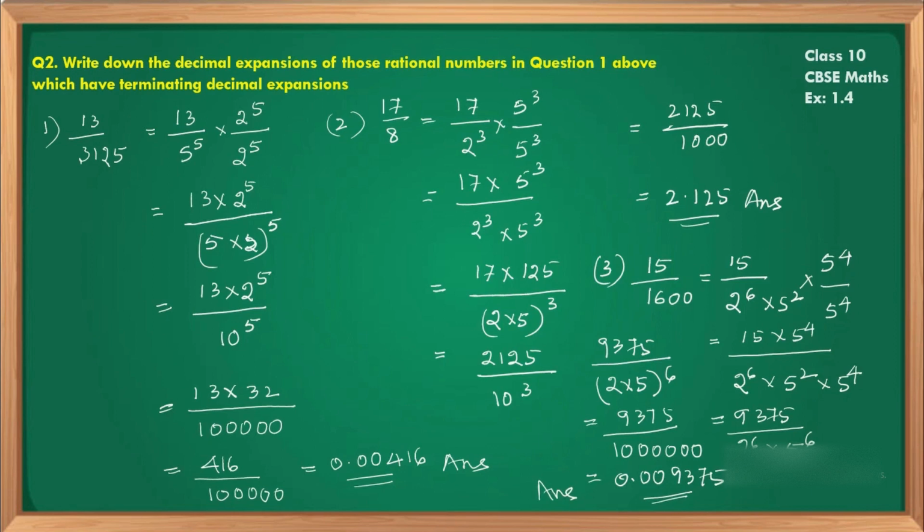Now we have completed 3 questions. We are going to solve the next question on the next page. The next question was 23 divided by 2 cube and 5 square. Here we have 2 and 5 in the denominator, but with different powers. The higher power is 3, that is for 2, and you are running short of 1 for the digit 5. So you have to multiply 5 to the power 1 in the numerator as well as in the denominator.